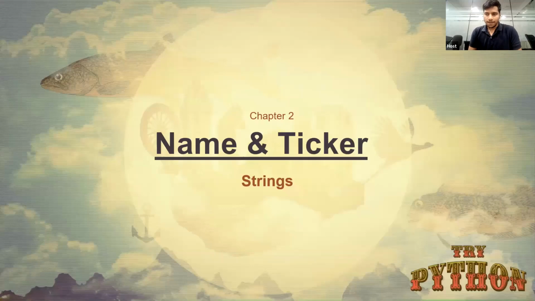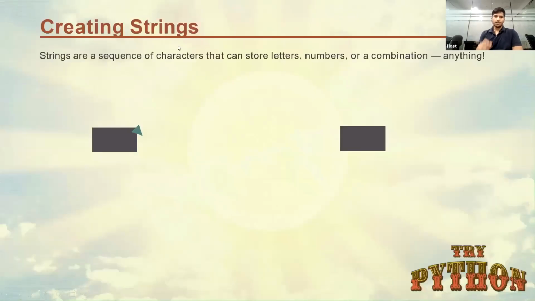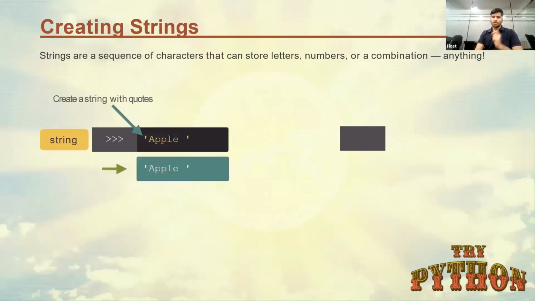All right. Now we have completed our first module. So now we will move to the second module, that is strings. What are strings? This is the definition of a string. Strings are sequences of characters that can store a number, letter, or combination. The problem with integer and float is that I can only store a number. Where will I store alphabets? For that, we have strings.